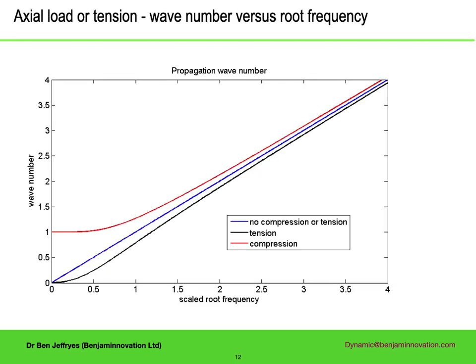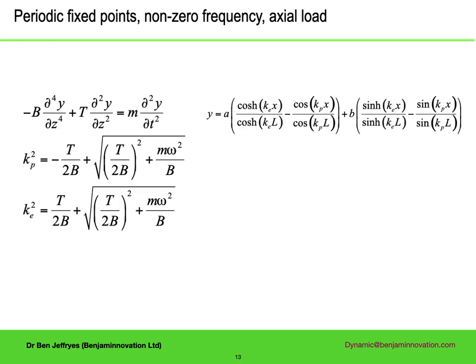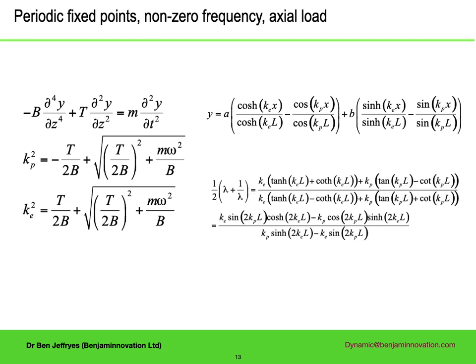Here's what the different situations look like for wave number versus root frequency. No axial load and a straight line. For tension, a lower wave number growing sublinearly. For compression, a finite intercept on the y-axis. And now, of course, the same analysis for periodic fixed points. And again, a formula for cosine of the angle across one period.